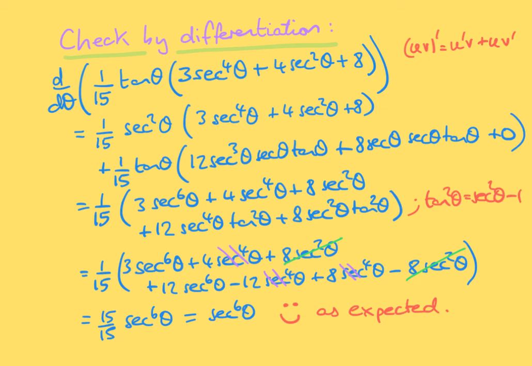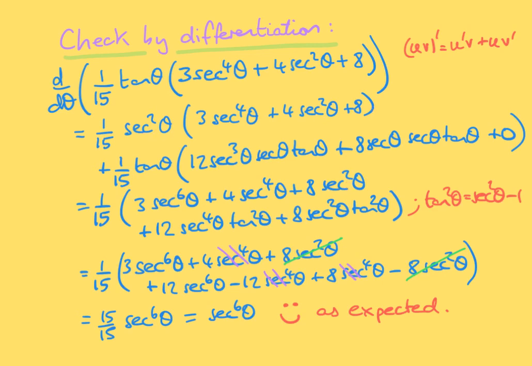So what we're going to do is just expand, and the first term here is going to be, well, 1/15 is a common factor, so I'll pull it out. 1/15, open a big brackets. From here, we get 3 times sec to the 6th, plus, and then it's 4 times sec squared is sec to the 4th, plus 8 times sec squared. So that's the first line.